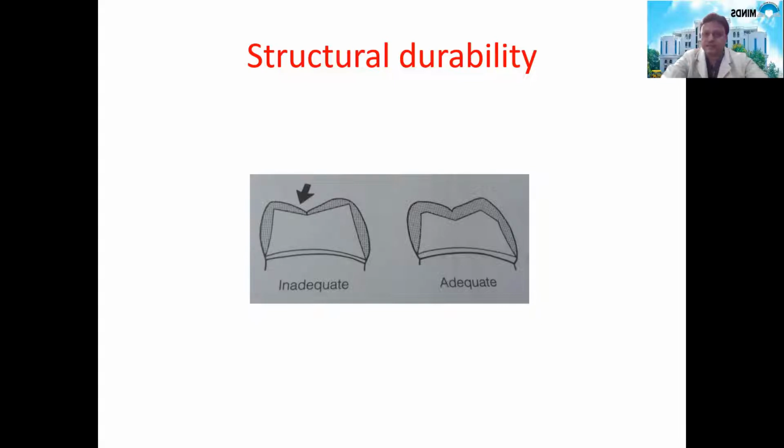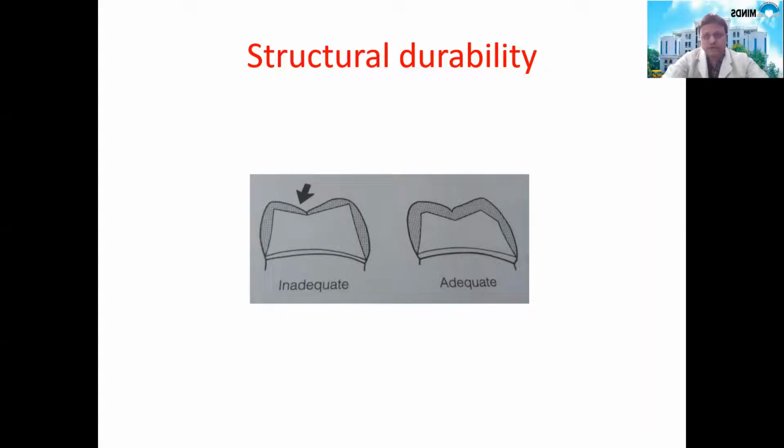The second one is adequate. So what has happened is during preparation, the cuspal contours were not followed and there was no adequate preparation. Also, the functional cusp bevel was not given. So you can see the net result, the preparation is inadequate.